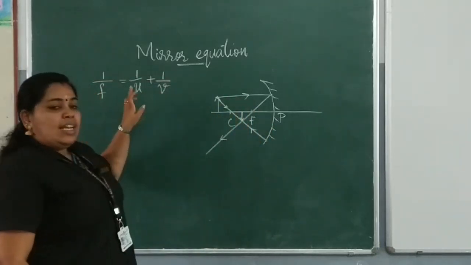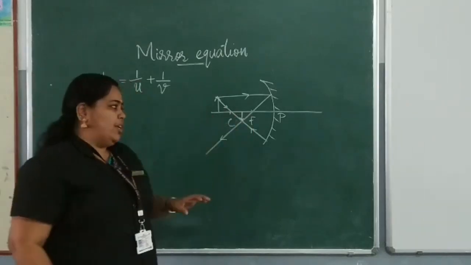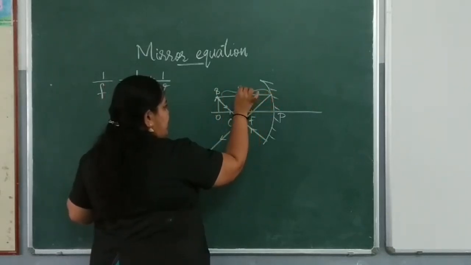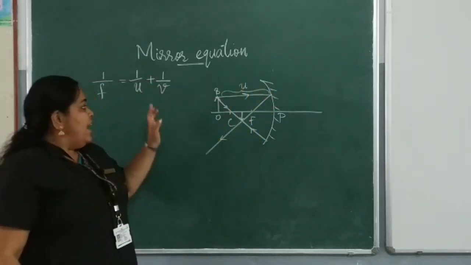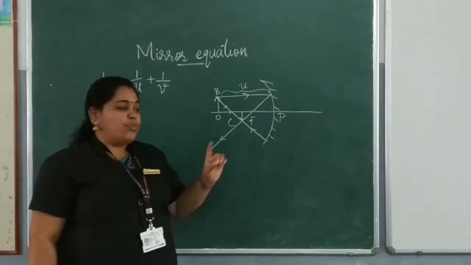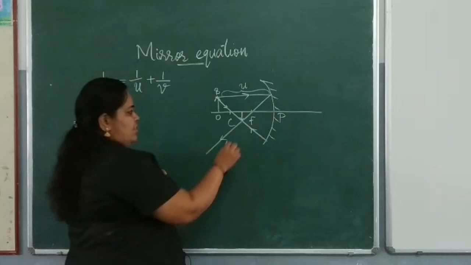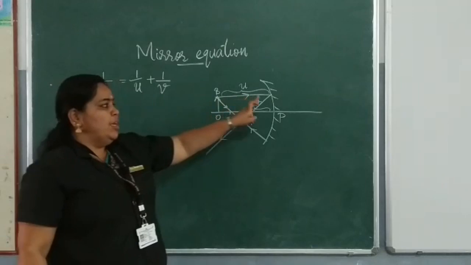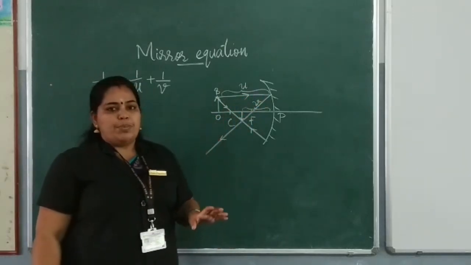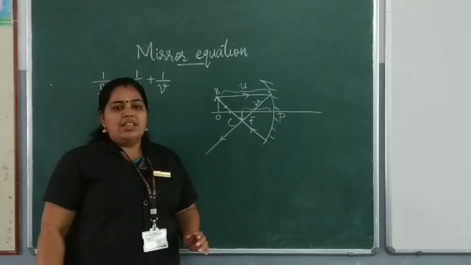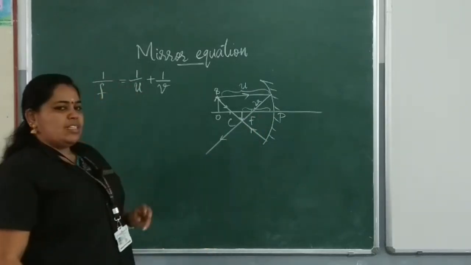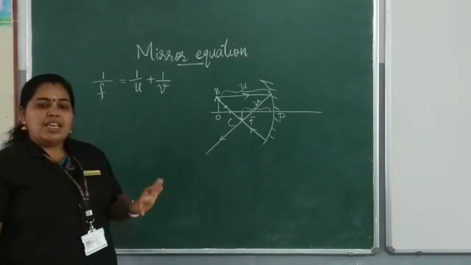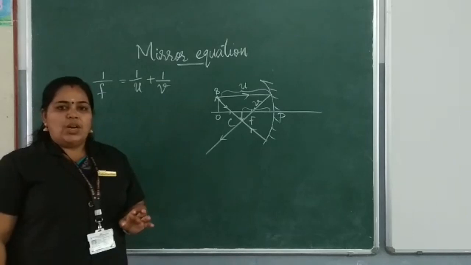So u represents the distance of the object to the mirror. This is the object, so this distance is represented by the letter u. And v represents the distance of the image to the mirror. This distance is v. Is it clear? Object and mirror തമ്മിലുള്ള u ദൂരത്തിനെ നമ്മൾ u വെച്ച് represent ചെയ്യുന്നു. Image ഉം mirror ഉം തമ്മിലുള്ളത് it is v, and f represents the focal length. So this equation is known as the mirror equation. From this we can find out the focal length.